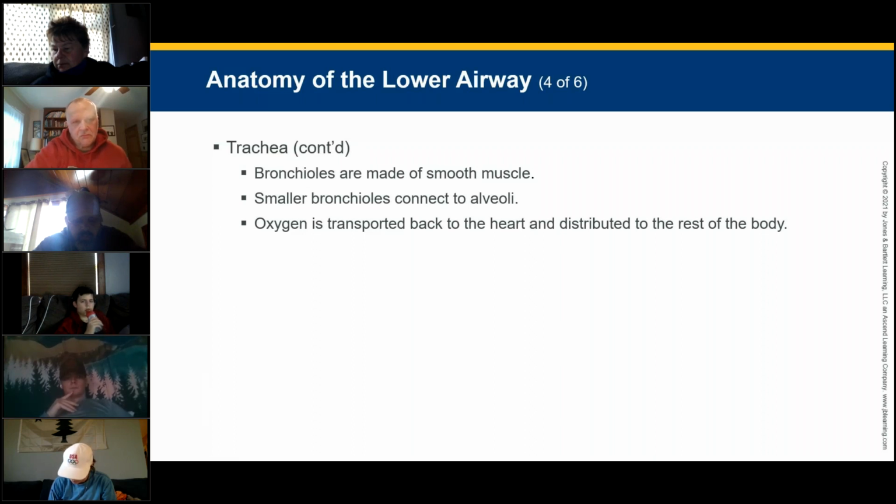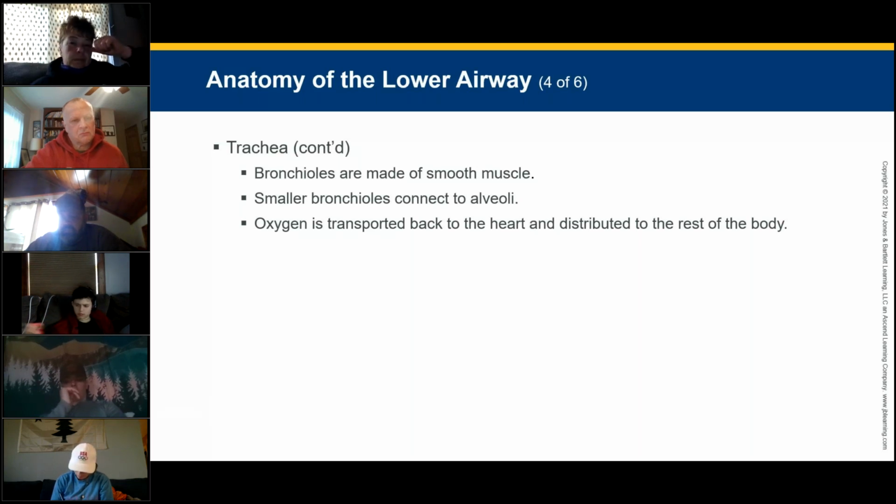They're formed of millions of thin-walled, balloon-like little sacs. The alveoli are surrounded by blood vessels or pulmonary capillaries, and oxygen diffuses across the alveolar membrane into the pulmonary capillaries. Oxygen that's in the pulmonary capillaries is transported back to the heart, and then it's distributed out to the rest of the body. Carbon dioxide diffuses from the pulmonary capillaries into the alveoli, where it's then exhaled and removed from the body.